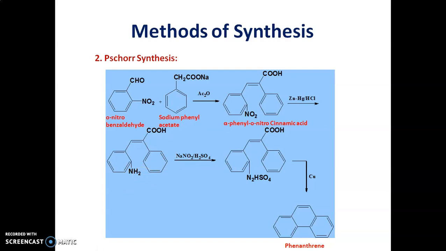further diazotization with a diazotizing salt gives diazonium derivative, which is also called as diazonium salt. The diazonium salt on reaction with sulfuric acid and copper powder yields phenanthrene 9-carboxylic acid, which on strong heating gives phenanthrene as the final compound.